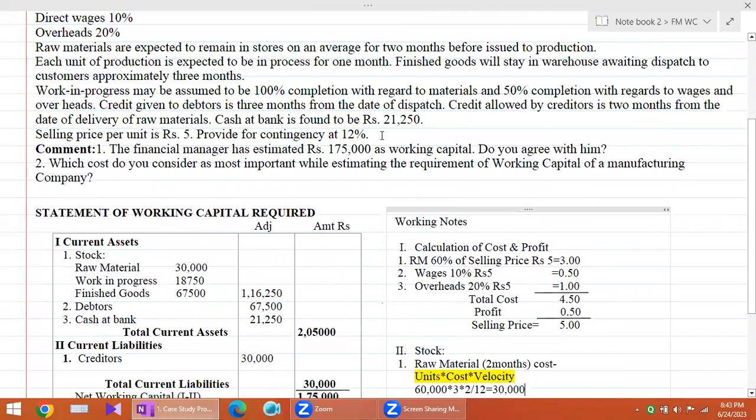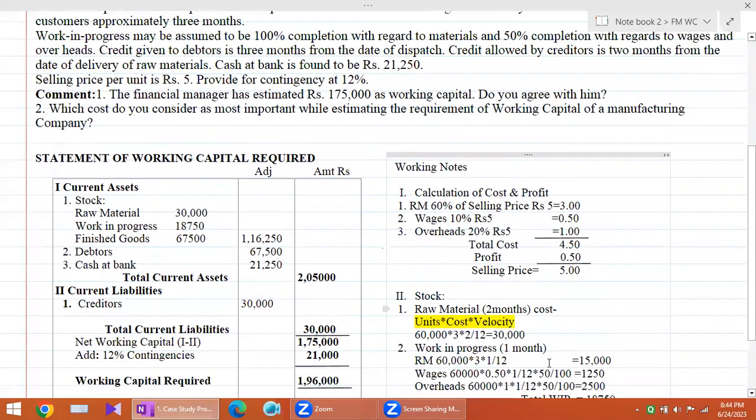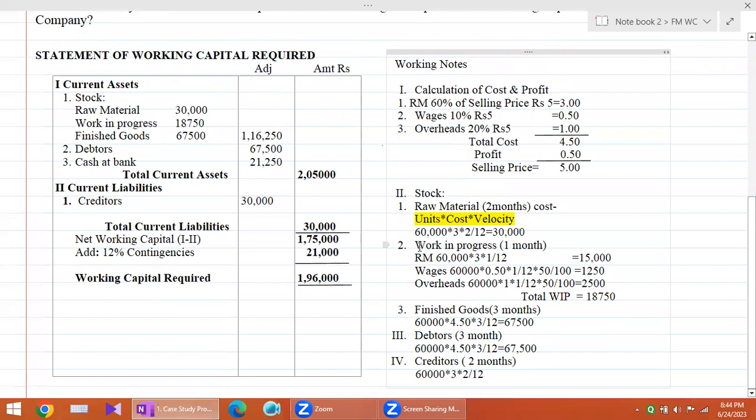But if it is given in the problem that the raw material consumed is 100%, whereas 50% completion for wages and overhead, you have to do the calculation in this way only. You have to split this work in process calculation into three parts. That is raw material, wages, and overhead. Otherwise, you can club it up, right? Club it up in the sense 4.50 can be taken once. That is 60,000 multiplied by 4.5 into velocity 1 divided by 12. But here the percentage is given. That's why we have split it. And the total work in process, we derived it as 18,750. That I have taken here in the statement.